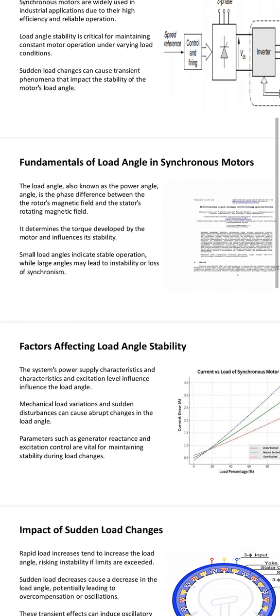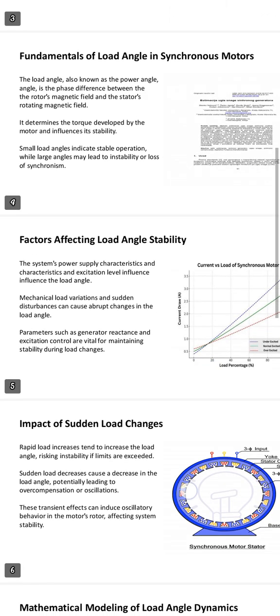The system's power supply characteristics and excitation level influence the load angle. Mechanical load variations and sudden disturbances can cause abrupt changes in the load angle. Parameters such as generator reactance and excitation control are vital for maintaining stability during load changes.